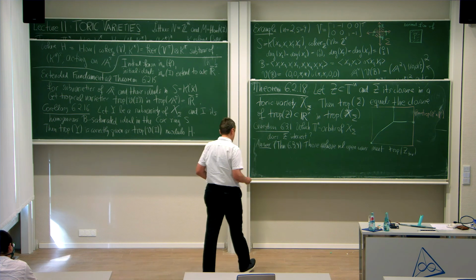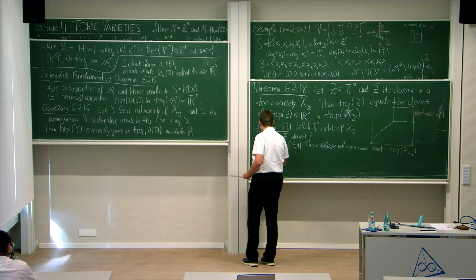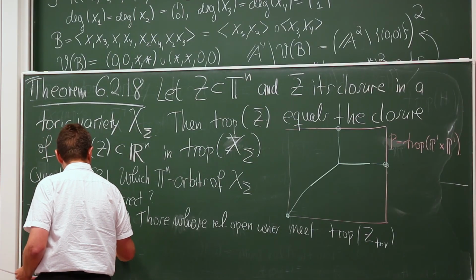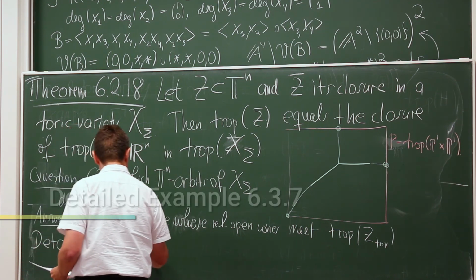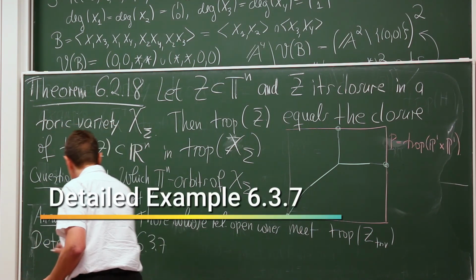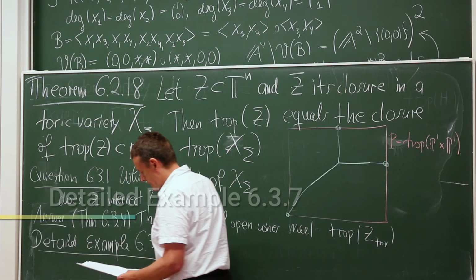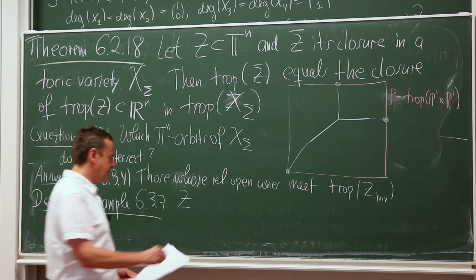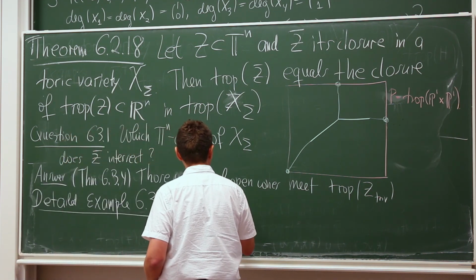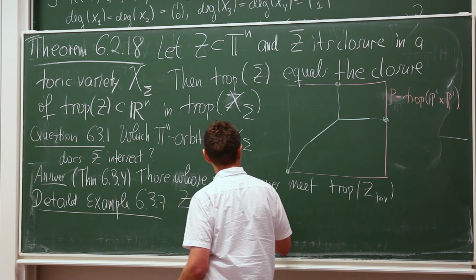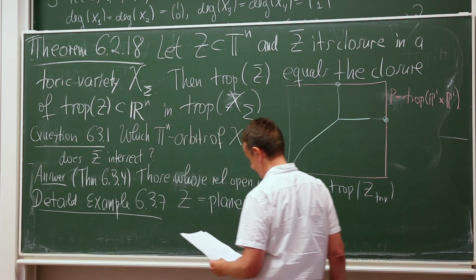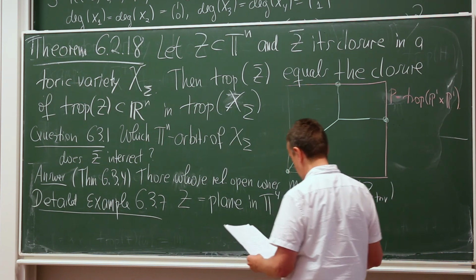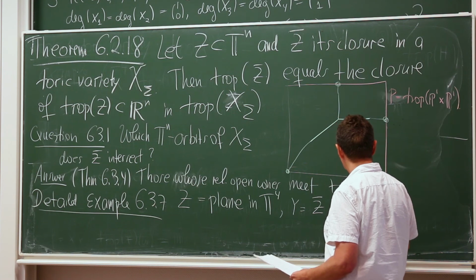So that's the answer. Now, with that in mind, I highly recommend the detailed study of the following example. This is example 6.3.7. And there we work out exactly this picture, but a tiny bit higher dimensional. So Z is a plane in T4. Okay? And we take Y to be Z bar in P4.